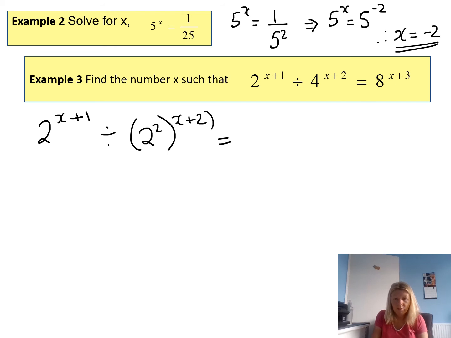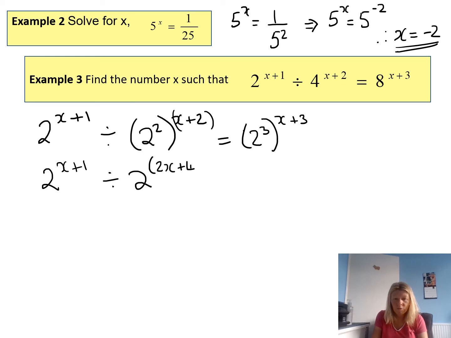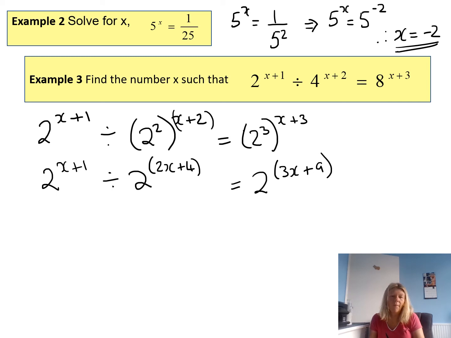And we want the bracket around there. And this one will be useful as in powers of 2 as well. So that's 2 to the power 3x plus 3. So we can write that now as 2 to the x plus 1 divided by 2 to the 2x plus 4 equals 2 to the power 3x plus 9. Right, divide and bases are the same, so we subtract the powers. So x take 2x is minus x. And we've got 1 take 4, which is minus 3.